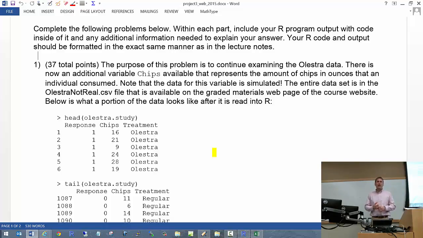So what I decided to do was, since I don't have that information about how much they ate, I simulated some data. So here's the data set that you're going to be using. You can download it from the Graded Materials webpage. The response and the treatment is exactly the same as in the previous projects.